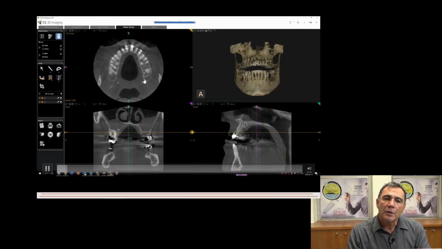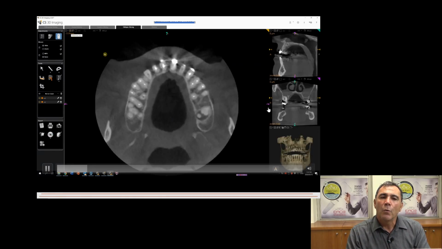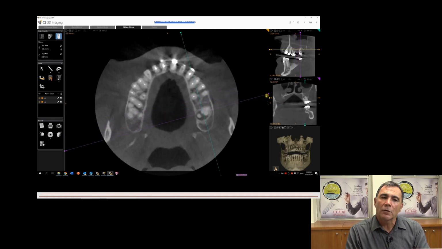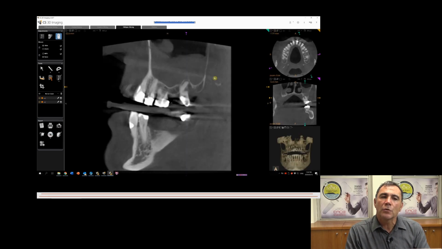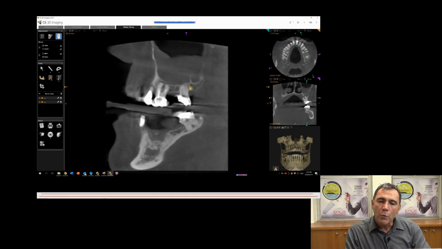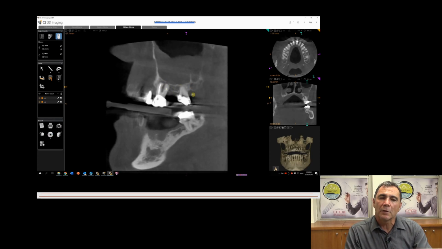So once again, you can see I'm going to look at the 2-8 area. So I go with the yellow bar, the horizontal bar, to the level that I want to be. And now I can rotate my angles, my two-dimensional planes, so that I can be perpendicular to the problem. And in this case, I'm looking at it in a sagittal view. And then I'm sliding through it with the mouse in a sagittal aspect.